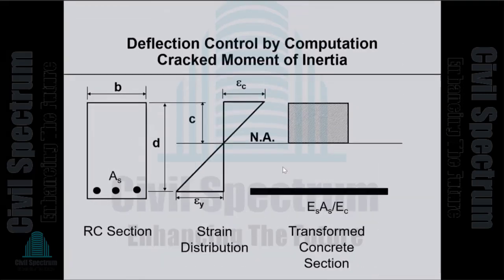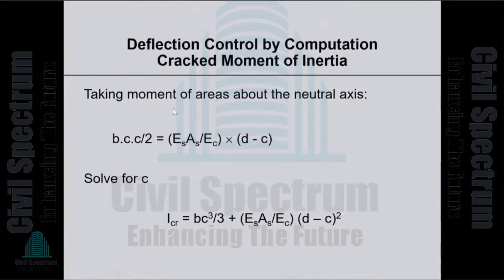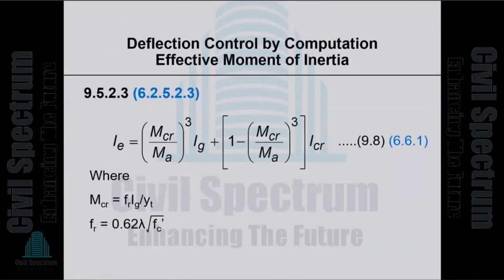As it says here, by taking moment of areas above the neutral axis, we can write this expression, and solving it, we can find the neutral axis depth. And once we have the neutral axis depth, the cracked moment of inertia from strength of materials comes out to this. So we can find the cracked moment of inertia by going to the transformed section concept. And once we have our gross moment of inertia, which is easy to calculate, and the cracked moment of inertia, this is the effective moment of inertia that ACI tells you to use in computation.